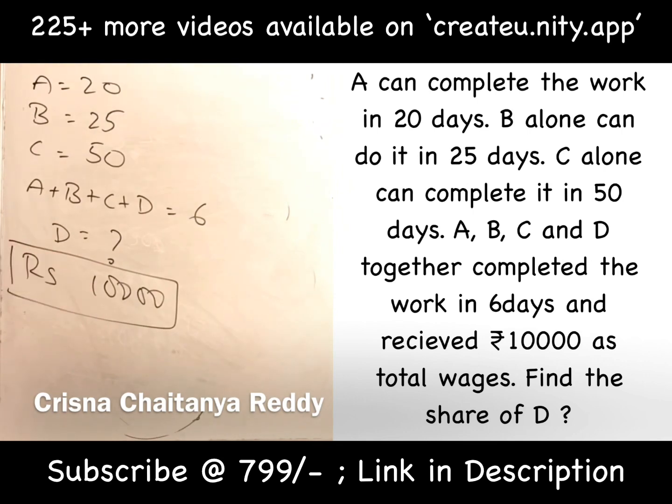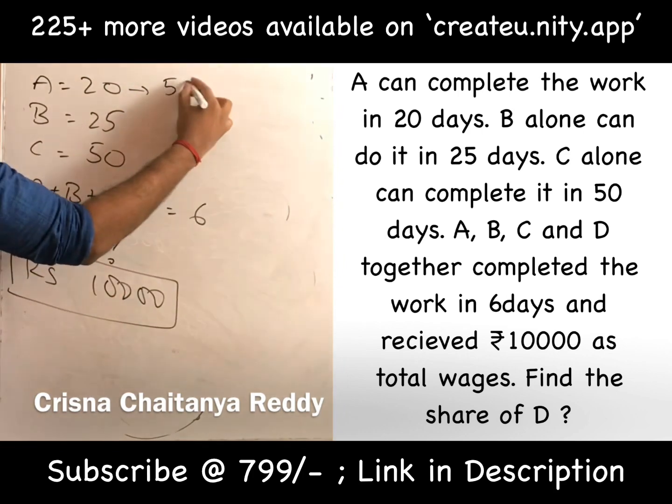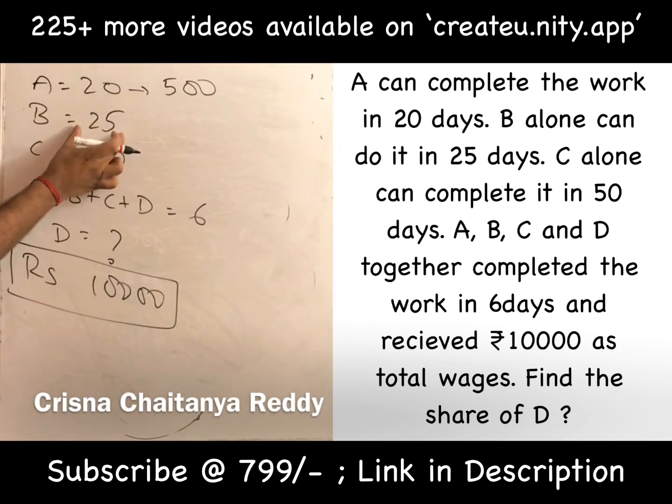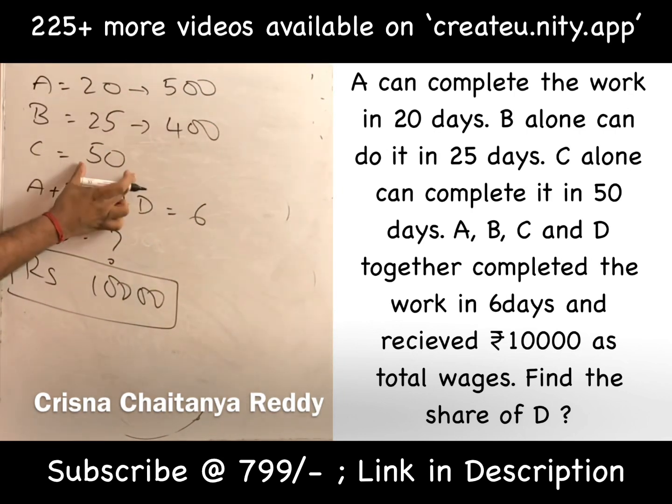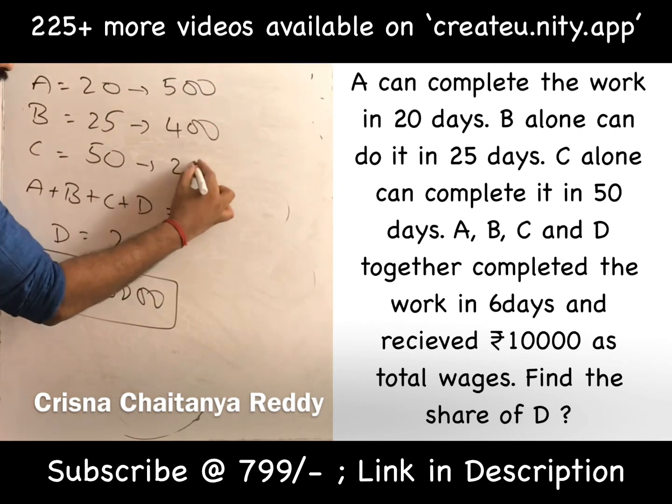Don't use any 1 by A, 1 by B. Don't use any LCM. Don't use any ratio. Nothing. The total work worth is 10,000. If A alone does it, he will do it in 20 days. 20 days 10,000. That means per day 500. B can do it in 25 days. 25 days 10,000. Per day 400. C can do it in 50 days, 50 days 10,000, per day 200.